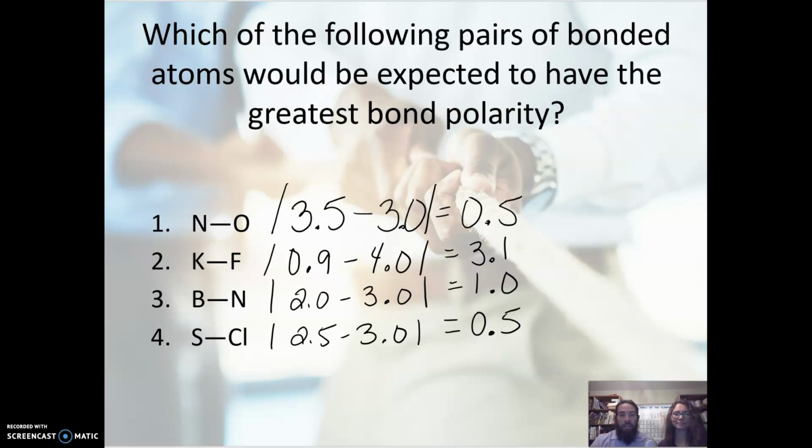So the largest difference in electronegativity is going to be the most polar bond. So our most polar bond is right there, our KF, and that's actually an ionic bond. And ionic bonds are always going to be polar.